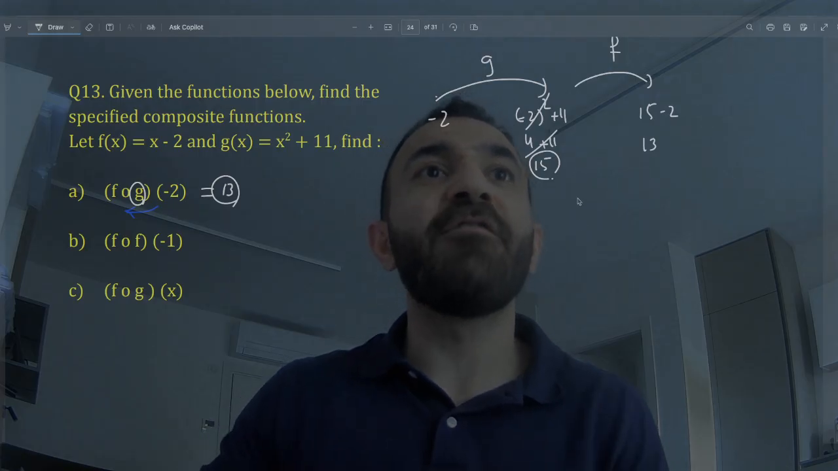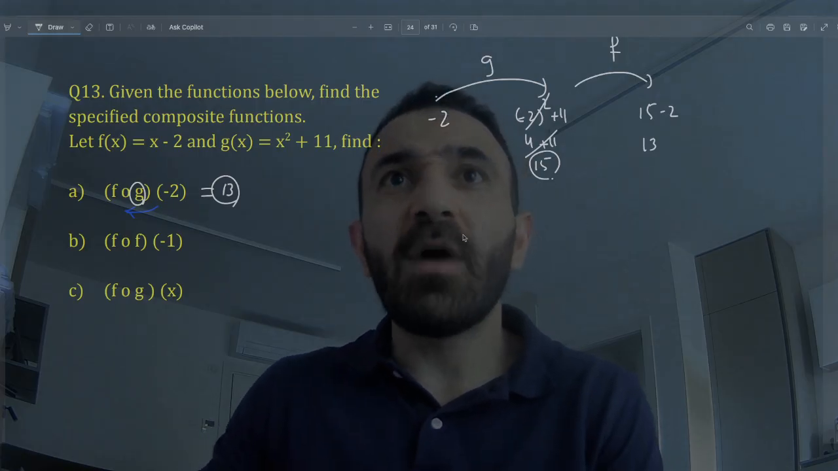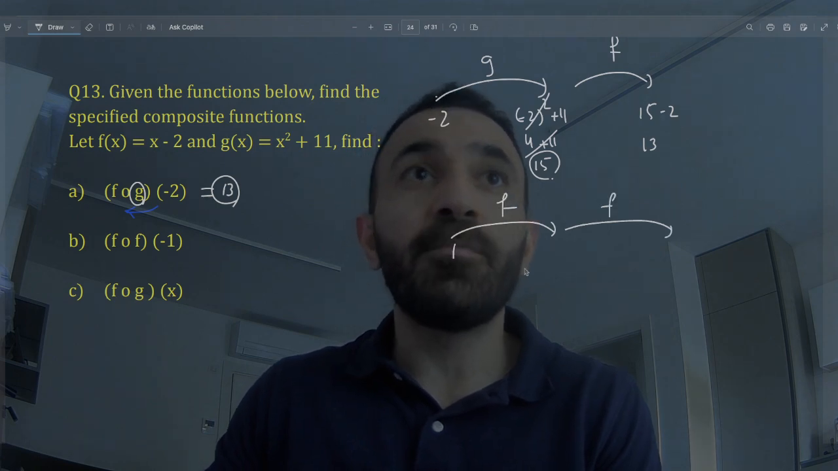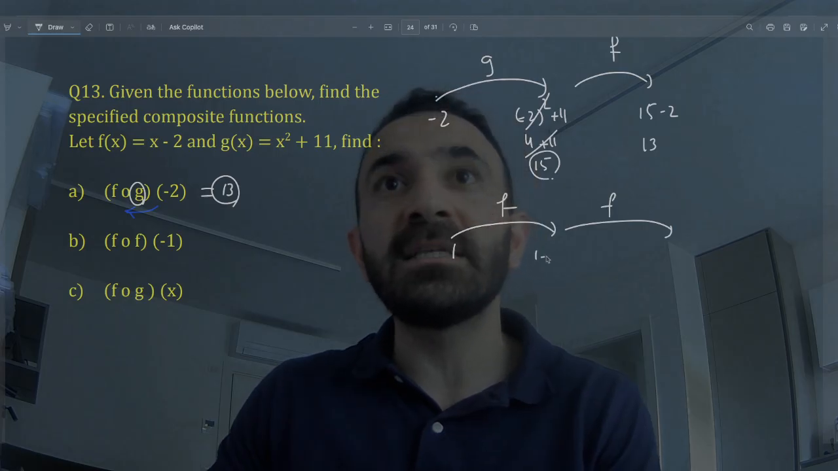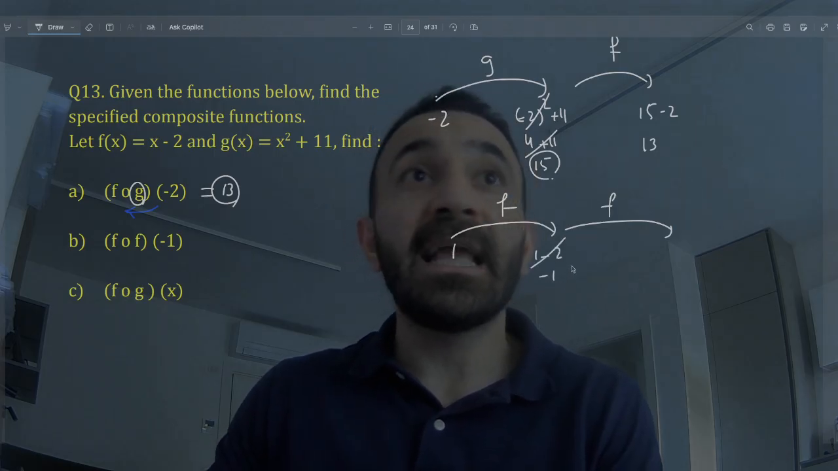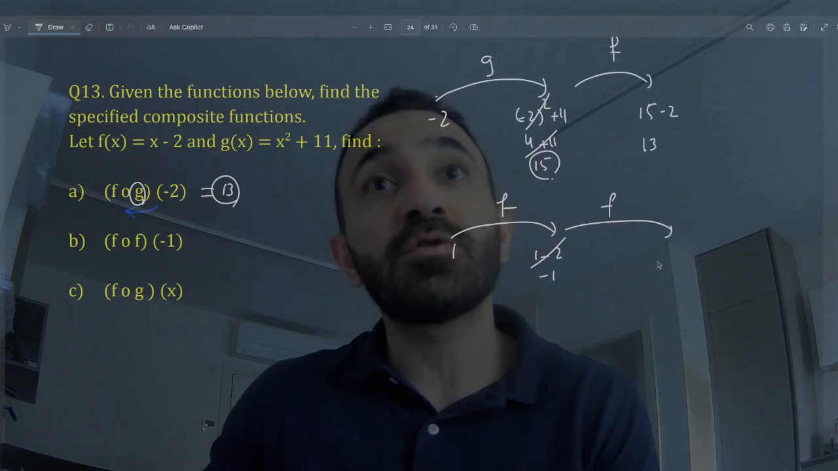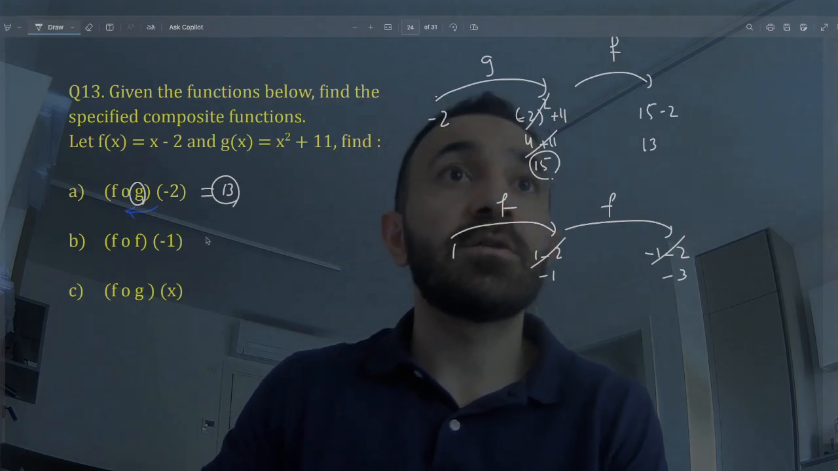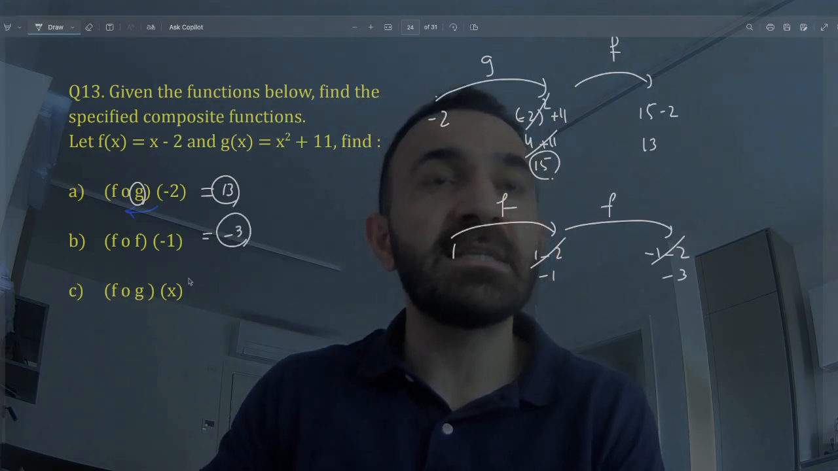f of f of 1. So f and f. In function f, I put 1. So 1 minus 2 is minus 1. And again, in function f, I'm going to put minus 1. So minus 1 minus 2 is minus 3. So f of f of 1 is minus 3.